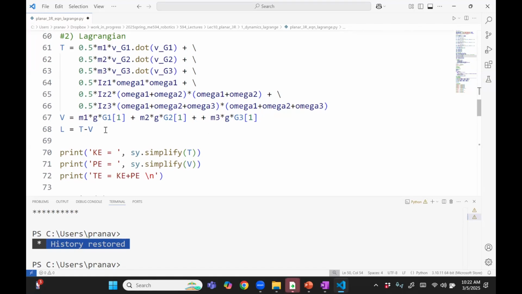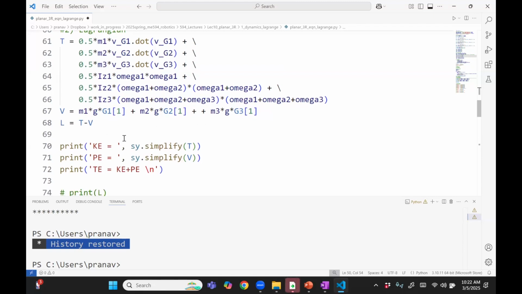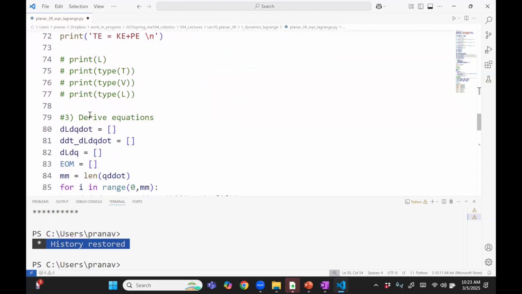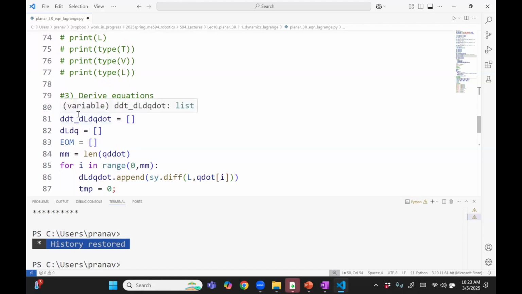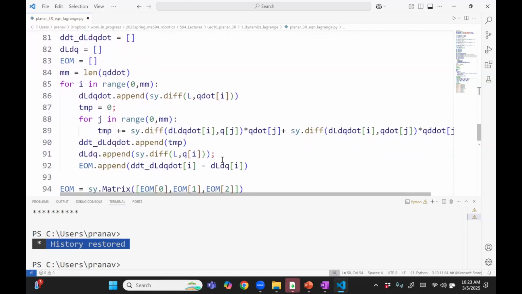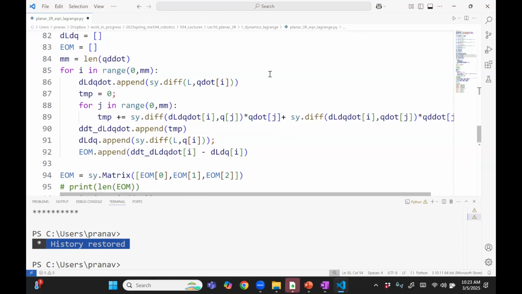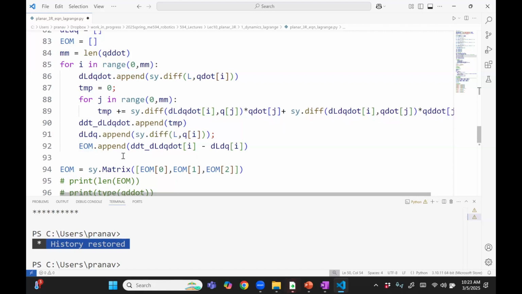So mgy1, mgy2, and so on. L is t minus v, so I get that. And then I make it print, don't have to do that. The third piece is to derive the equations. So I need to do these things, dl dq dot, ddt of dl dq. I have a kind of efficient way where you don't really have to do it one at a time. I wrote a code which essentially does all that calculation for you, so you don't really have to bother writing down each of those lines. So you get the equations of motion.